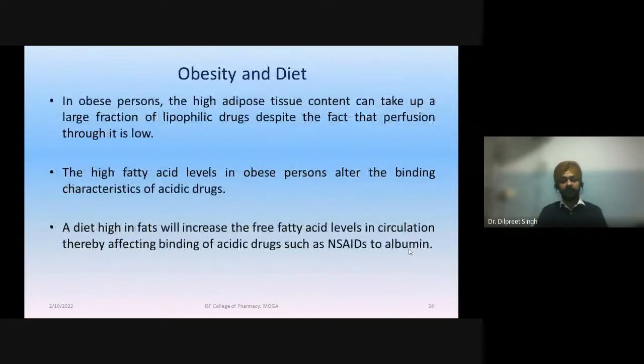Obesity and diet. In an obese patient, the high adipose tissue content can take up a larger fraction of the lipophilic drug, despite the fact that perfusion through it is low. The high fatty acid level in an obese person alters the binding characteristics of acidic drugs. A diet high in fat will increase the free fatty acid level in the circulation, thereby affecting the binding of acidic drugs such as NSAIDs to albumin.